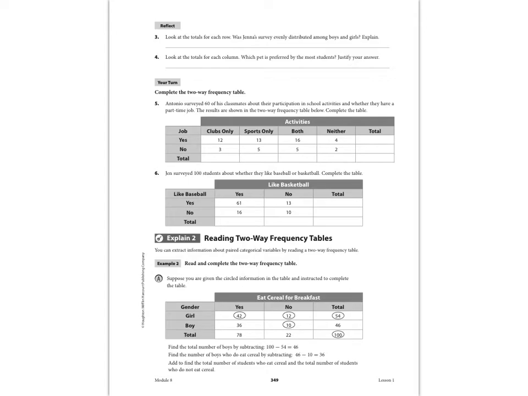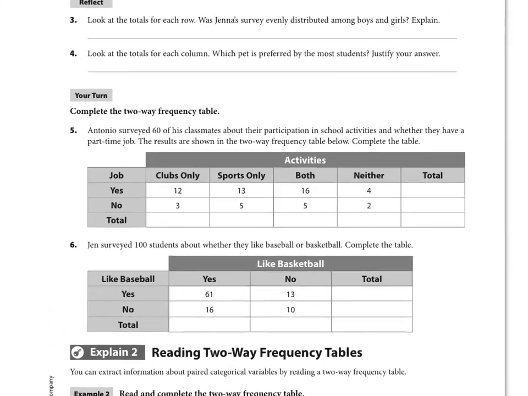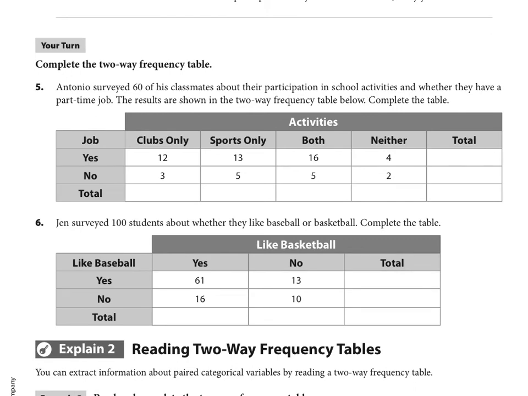On your turn on page 349, one thing that you'll be expected to do in this lesson is to know how to look at a two-way frequency table, answer questions about it, and also fill it out. So number 5, Antonio surveyed 60 of his classmates about their participation in school activities and whether they have a part-time job. The results are shown in the two-way frequency table below. There's two things that we're measuring here: does the student have a job, and does the student participate in school activities? So we call it a two-way frequency table because we're looking at two different things.